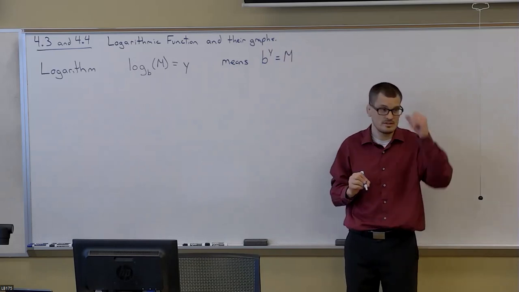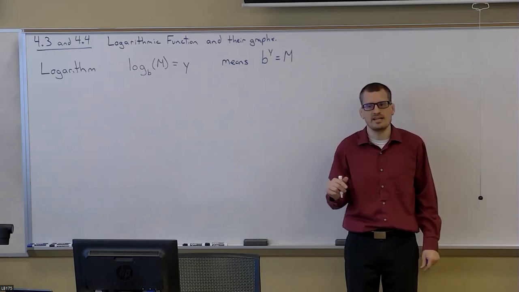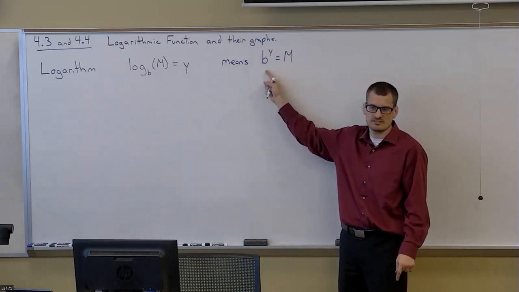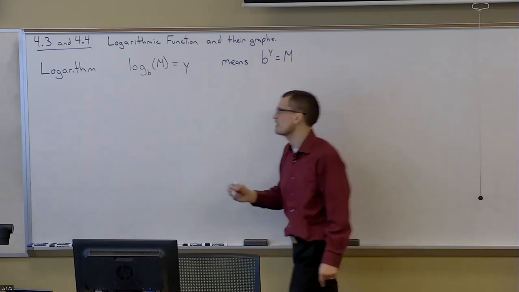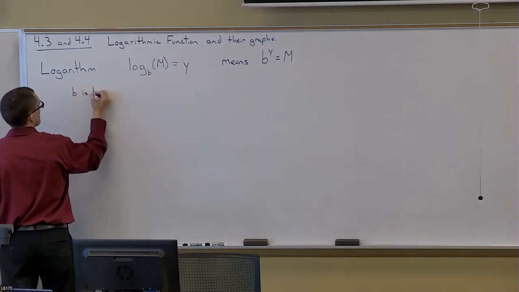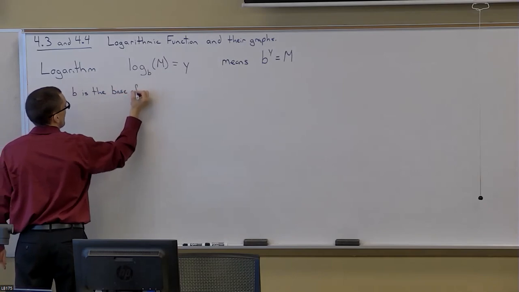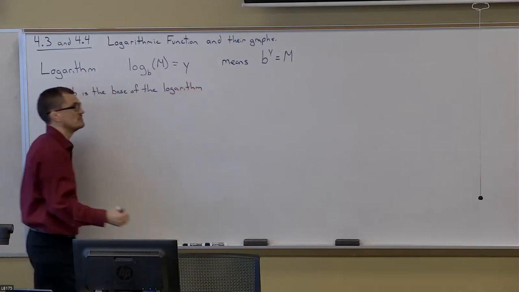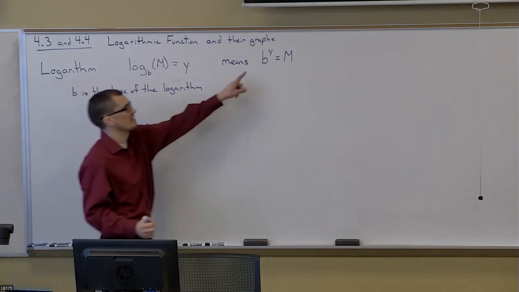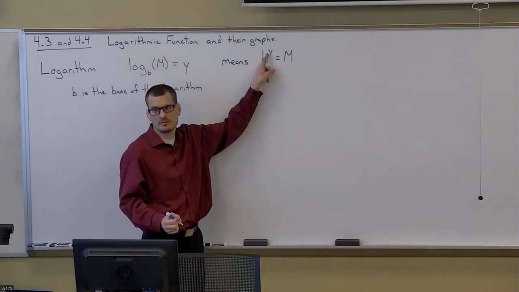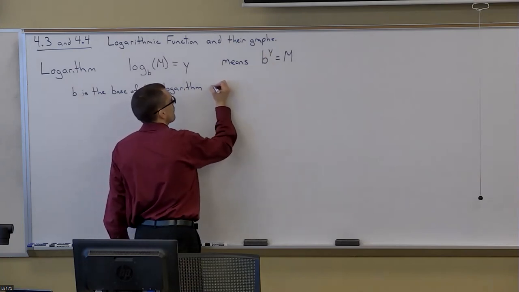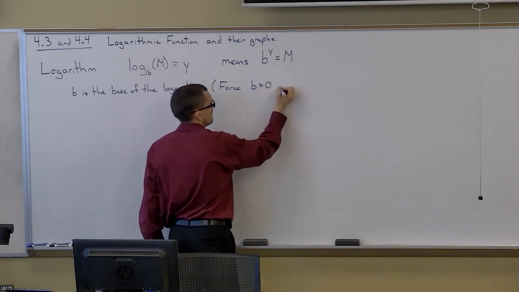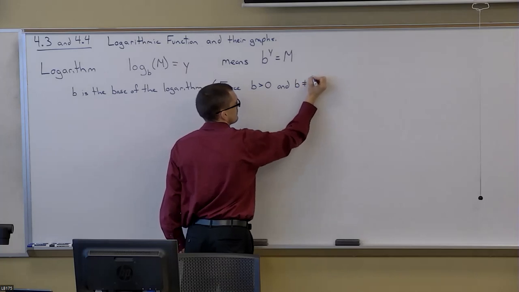Okay. That subscript of b is the base of the logarithm, which is also the base of the corresponding exponential piece, right? So b is the base of the logarithm. And just like before, because it's connected to base of an exponent to a power, we force our base to be positive and not 1, just like the exponent.